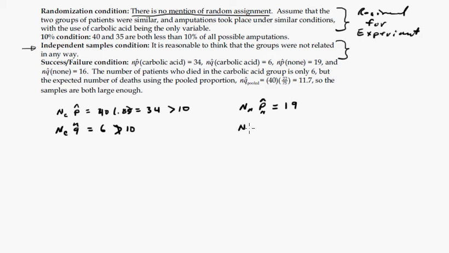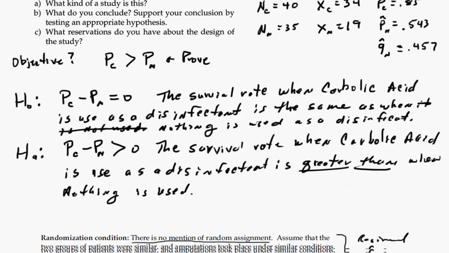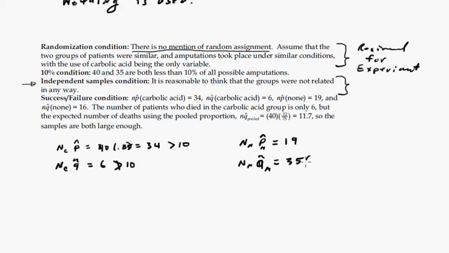And then n_N times q-hat N, that's going to be, let's go up here, q-hat 0.475, so 35 times 0.475, or you could just do 35 minus 19. So what are we going to get? 16. There it is. All right, so this is greater than 10, and this is greater than 10. But the 6 is still a problem.